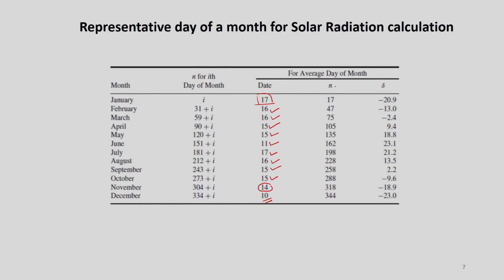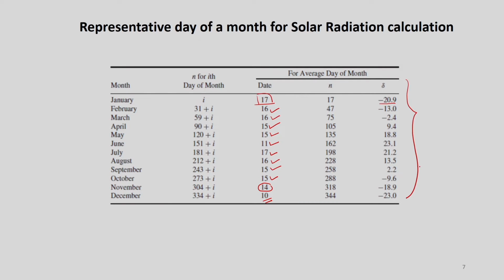Okay? And also we can see how this n varies through the year. So, n is 17 for January, then it is 47, then 77, and that way you can calculate. Declination variation is also shown here. So, January 17 it is minus 20.9, then minus 13.0 for February, then minus 2.4 for March, and then 9.4 for April, and it is increasing and again decreasing. Okay? Because already you know the variation of delta with respect to the months.